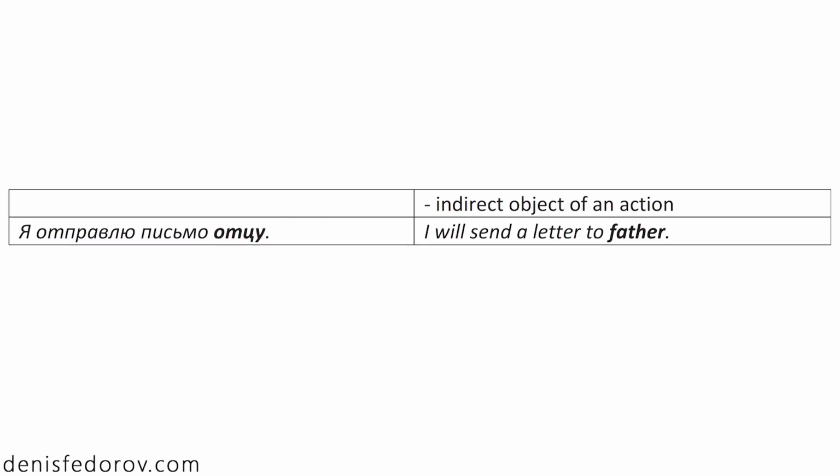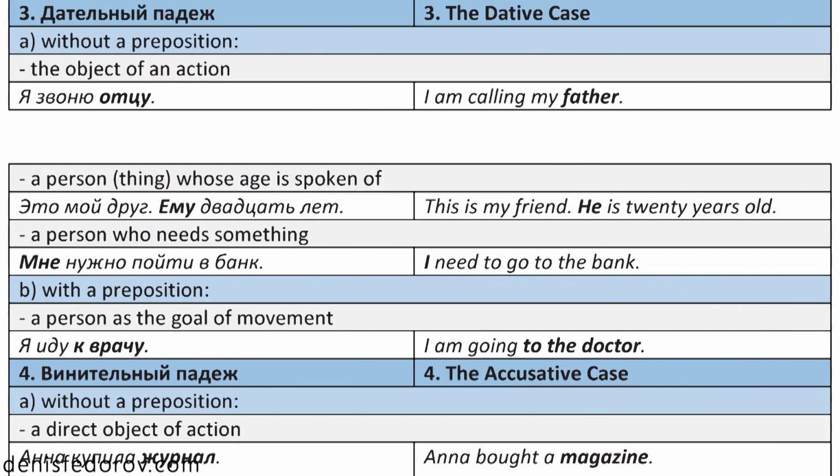For the dative case, there are four most common situations it is used in, so here are these examples that may not directly fit this indirect object thing. The object of an action. Я звоню отцу. I'm calling my father. A person, thing whose age is spoken of. Это мой друг. Ему 20 лет. This is my friend. He's 20 years old.